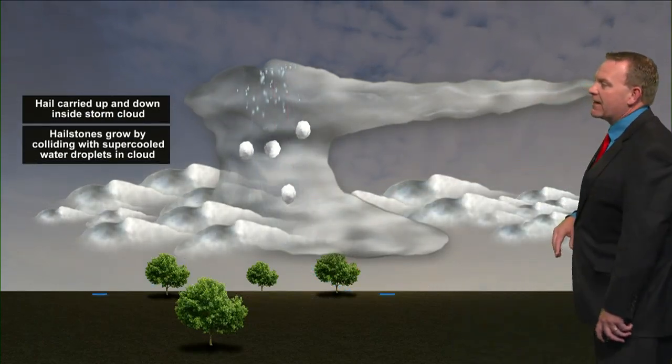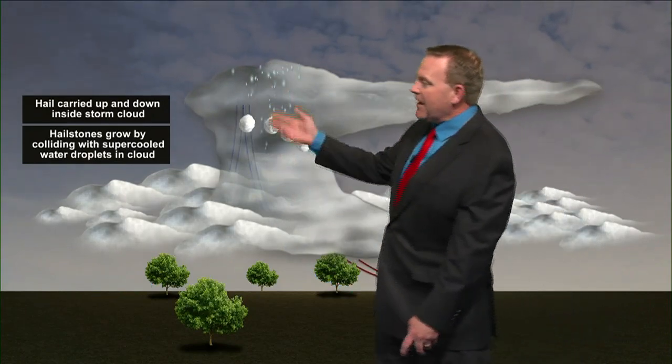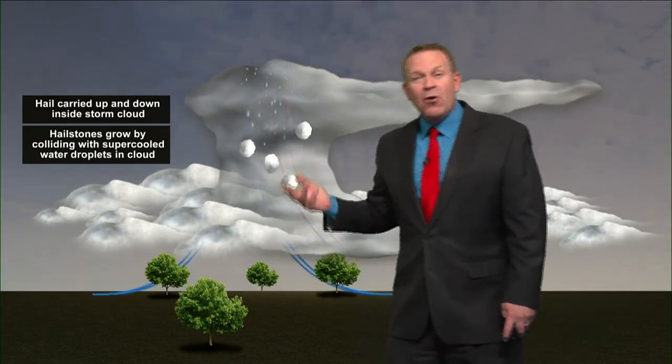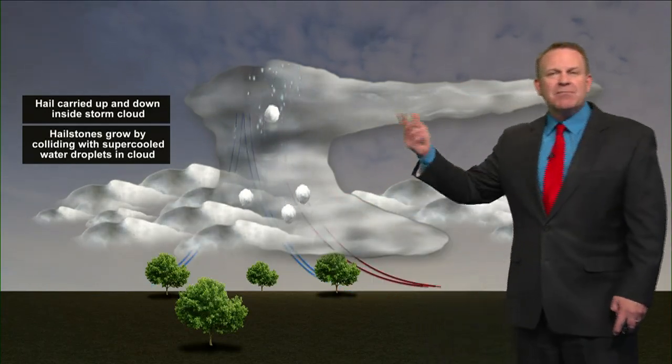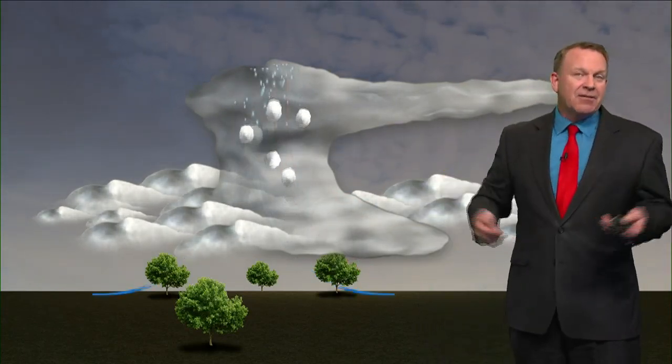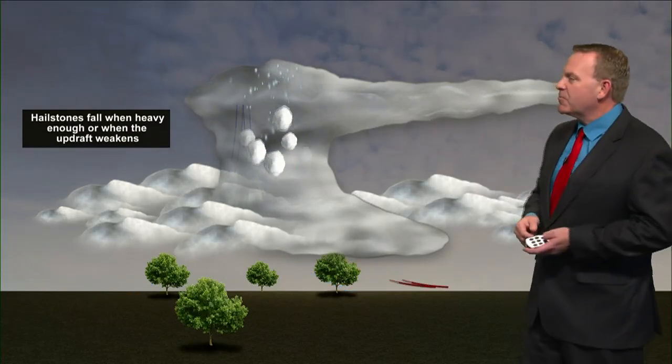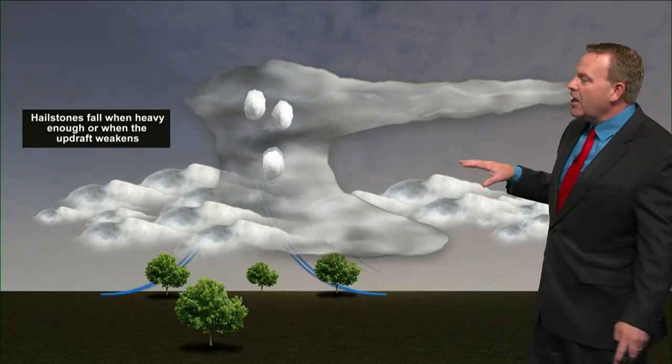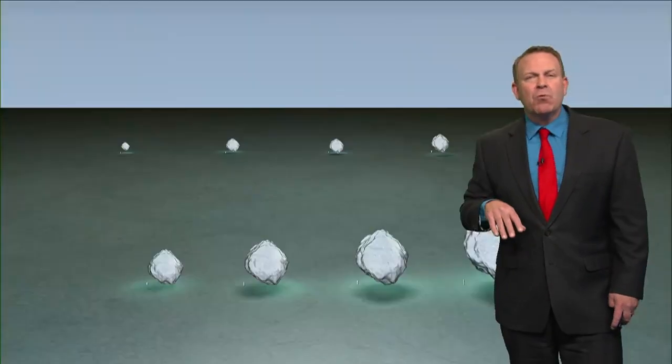We've kind of already covered that in other videos. So the hail's carried up and down. The hailstones grow again by the water droplets. They collide within the cloud, and sometimes this collision creates the friction, and you can get lightning out there too by different charged particles. But the hailstones fall again when they're too heavy. They can't be supported by the updraft.